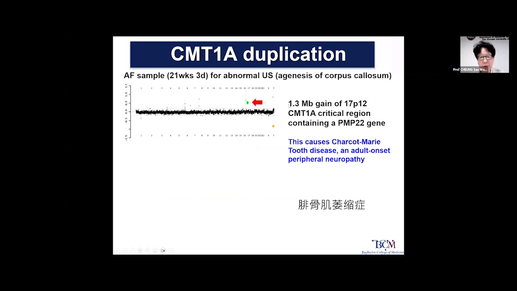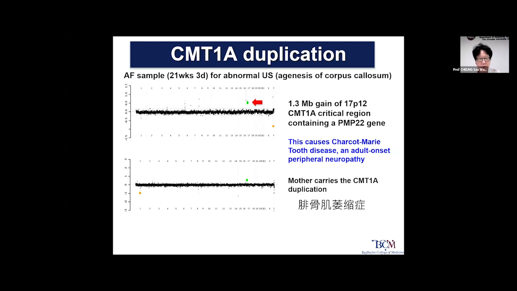It turns out there was a 1.3 megabase gain of 17p12 on the CMT1A critical region containing the PMP22 gene. And this caused Charcot-Marie-Tooth, which is an adult onset peripheral neuropathy. So these usually are inherited. So we studied the parents. It turns out the mother also carries this gain.